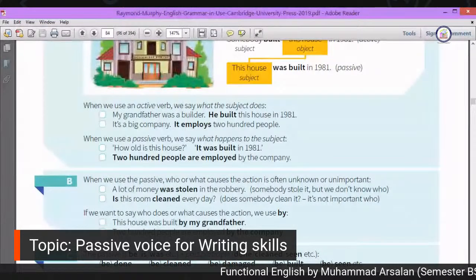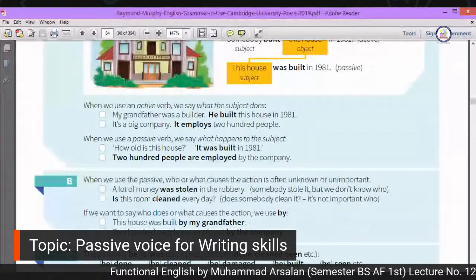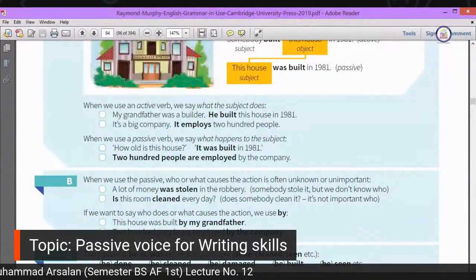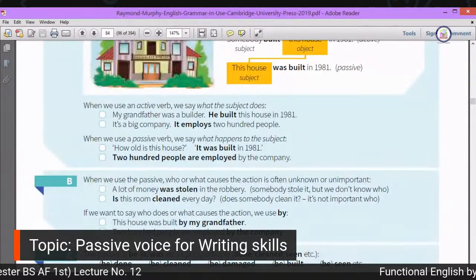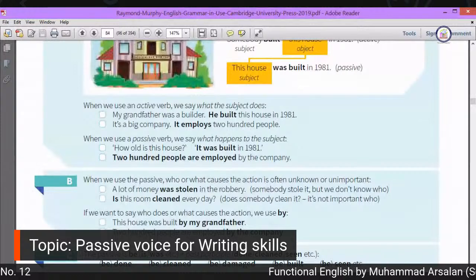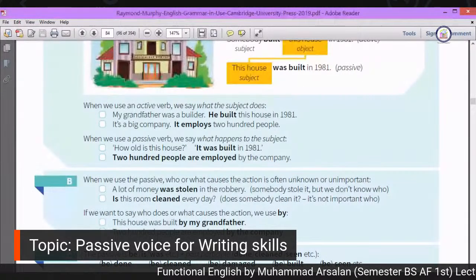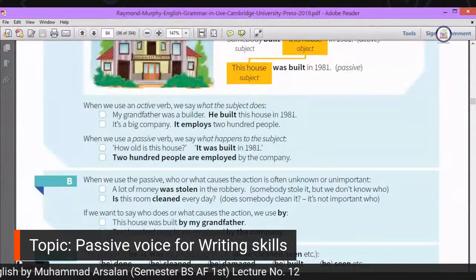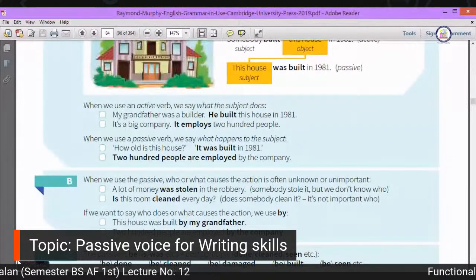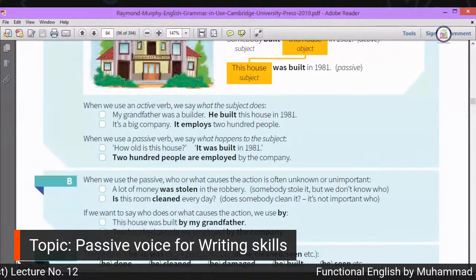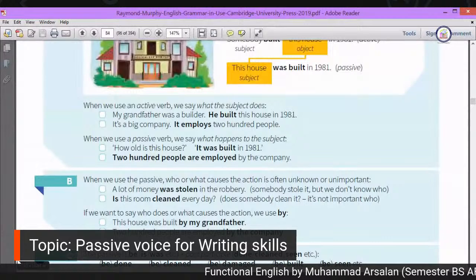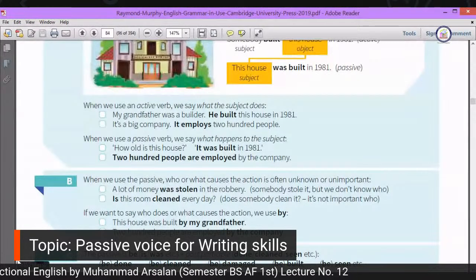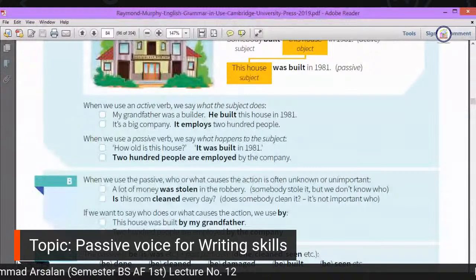Okay. But when we use a passive verb, we say what happens to the subject, like the action is more important than the subject. How old is this house? It was built in 1981. 200 people are employed here in this company, or by this company. So it's here. Okay, so you can see that the difference between using active and passive is natural.